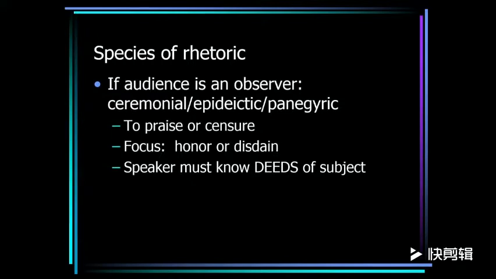The speaker must know the deeds of the subject. Here's what that means. Ceremonial discourse tells an audience what they already know. And so, you're either praising something or someone that the audience already loves, or you're criticizing something or someone that the audience already hates. Ceremonial discourse is not asking for a decision because you already know how the audience feels about it. So, for example, a eulogy is the classic example of ceremonial discourse.